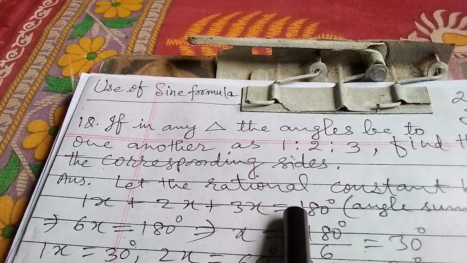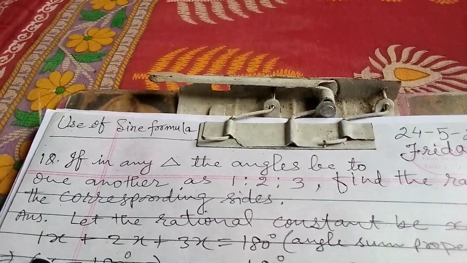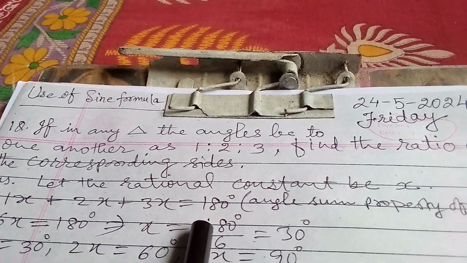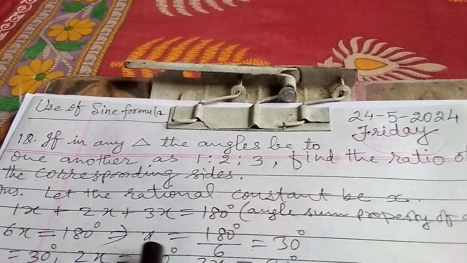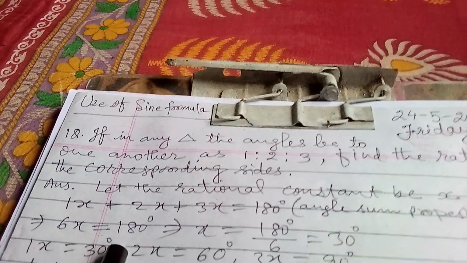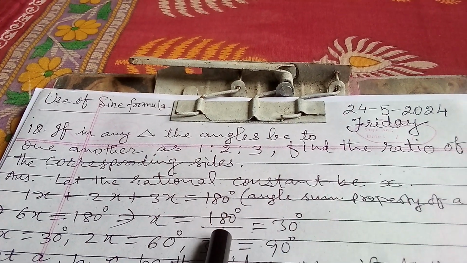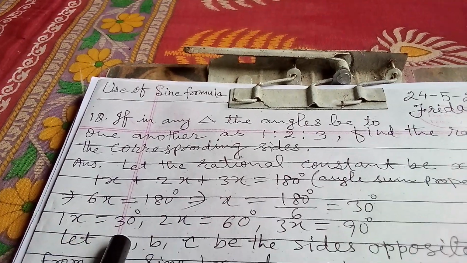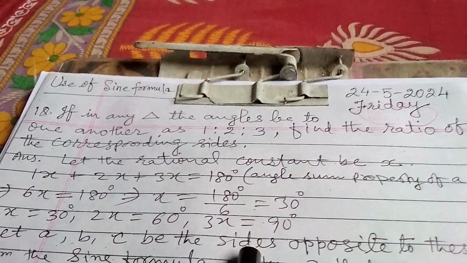Answer: let the rational constant be x. So 1x plus 2x plus 3x equals 180 degrees, from the angle sum property of a triangle. This implies 6x equals 180 degrees, so x equals 180 by 6 equals 30 degrees. Therefore, 1x equals 30 degrees, 2x equals 60 degrees, 3x equals 90 degrees.